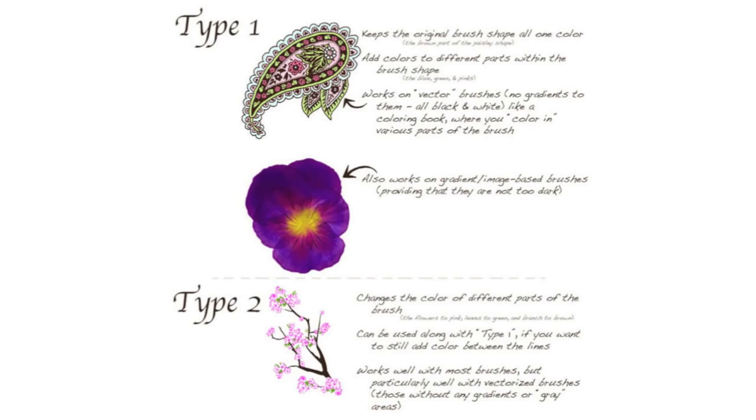And I'll show you how to make all three of these images. The first type will keep the original brush shape all one color, but will be adding colors to the different parts within the brush shape. It works on solid or vector type brushes, like this Paisley image, but it also works on gradient or image-based brushes, like many of the older brush sets that you'll find at Obsidian Dawn. The second type is mostly useful for the solid or vector type brushes, and we'll actually be going in and changing various colors of the parts of the brush, as you can see in the cherry tree blossoms example on the bottom.